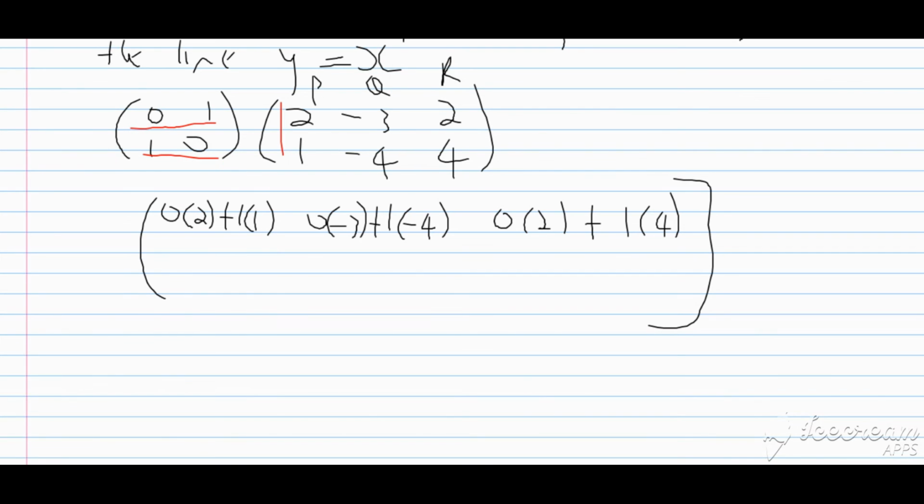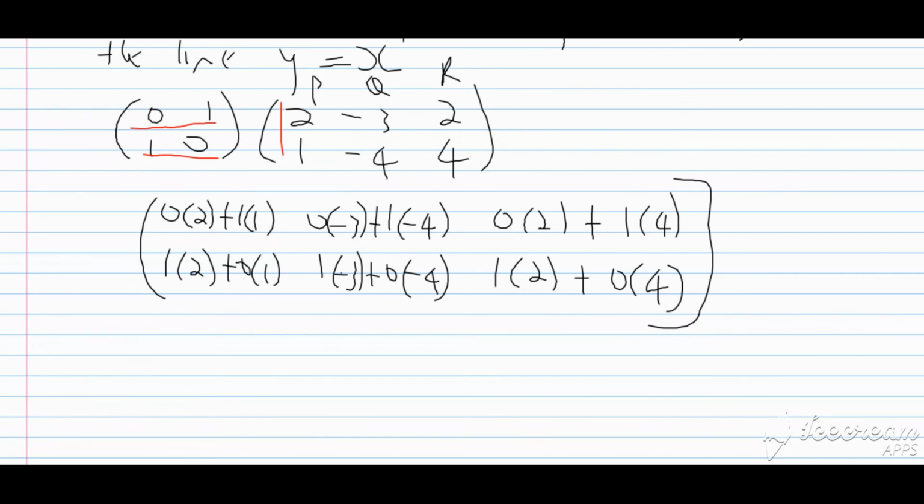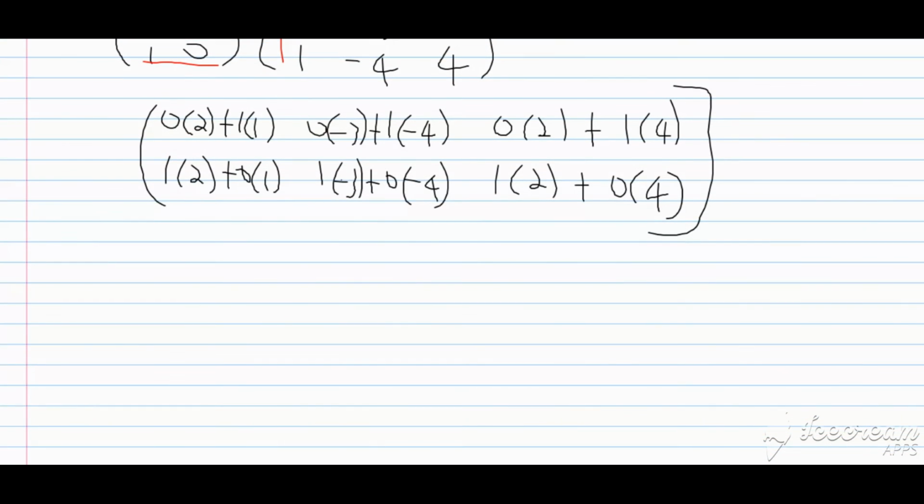So this is going to give me 1 times 2 plus 0 times 1. Then I'm going to have 1 times negative 3 plus 0 times negative 4. Then I'm going to have 1 times 2 plus 0 times 4. Now, when I break down all this, all that I'm going to end up with is 1, negative 4, 4 in the top row, and 2, negative 3, 2 in the bottom row.